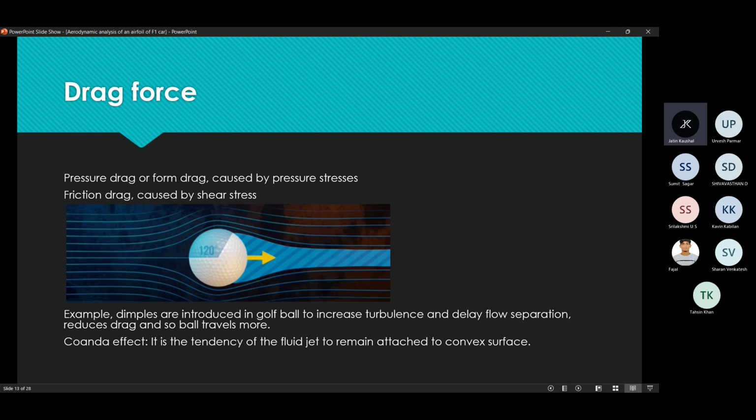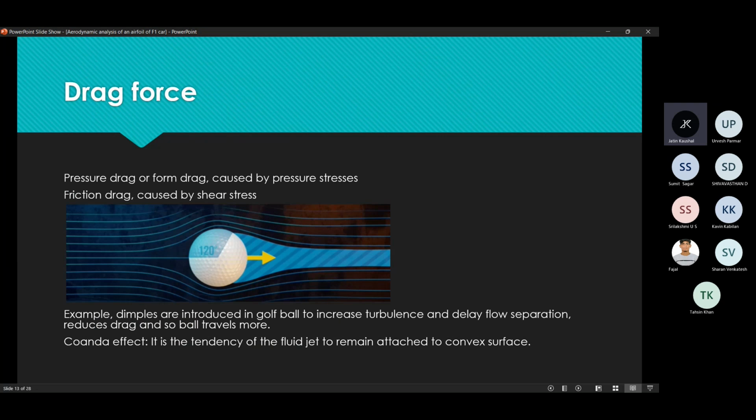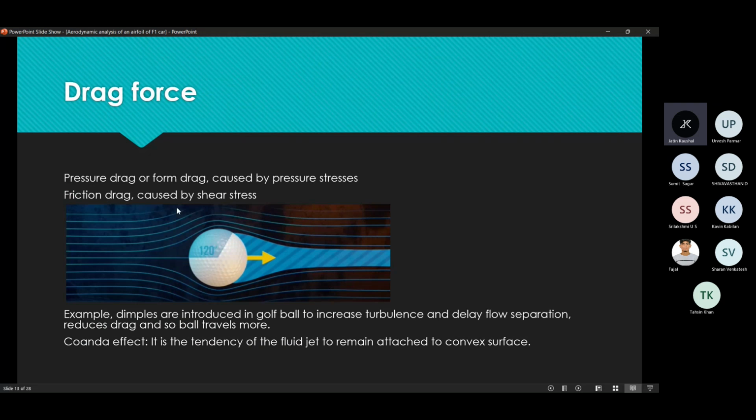So similar to lift, we clubbed all these uncertainties into a coefficient, and that coefficient is known as the drag coefficient. Drag force is mainly the result of two kinds of forces: pressure drag, or form drag, caused by pressure stresses, and friction drag caused by shear stresses.